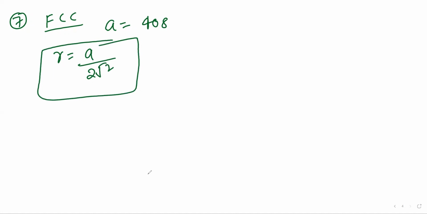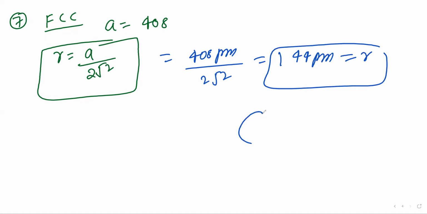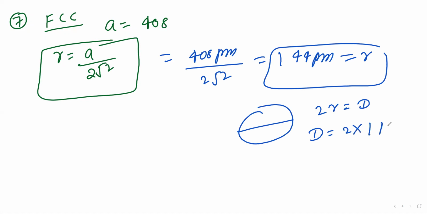Relation between R and A in FCC, and put the A value, so it is 408 picometer divided by 2 root 2. So the answer is 144 picometer. So it is your radius. For diameter, what do we do? We just multiply by 2 to get the diameter. So it is 2 into 144 picometer, which is equal to 288 picometer.